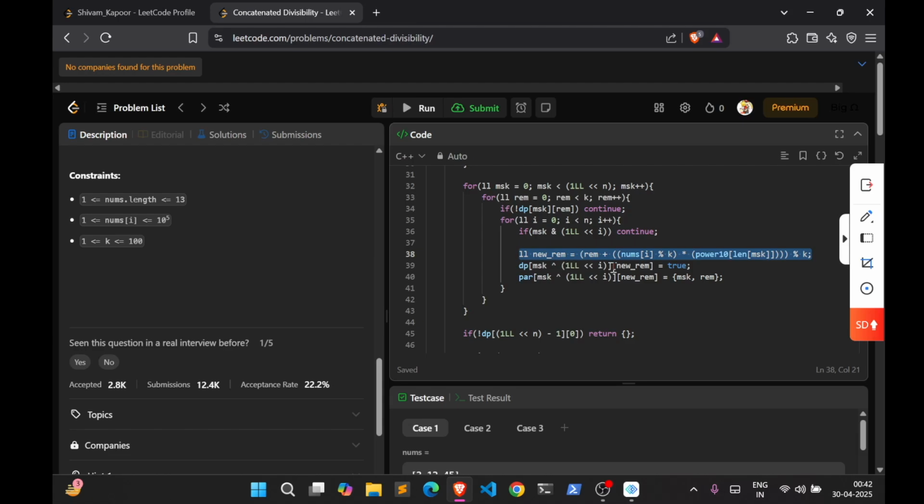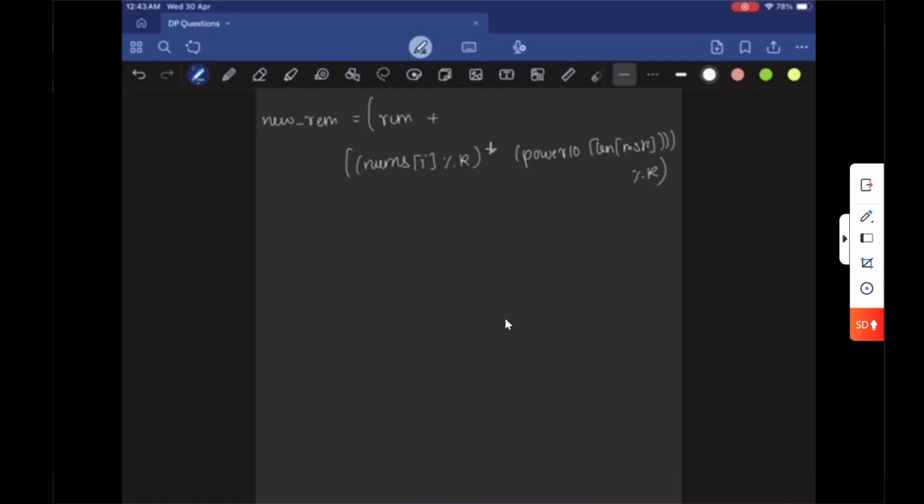Right. So let me write it once. New remainder equal to remainder plus nums of I mod k into power 10 of length of mask. Okay, so very bad thing. But no worries, this is very obvious. You would soon realize that, of course, Shivam, what else could you have done, right? So where is my iPad? Here is my iPad. So this is basically my new remainder. I hope that this whole thing is clear, right?